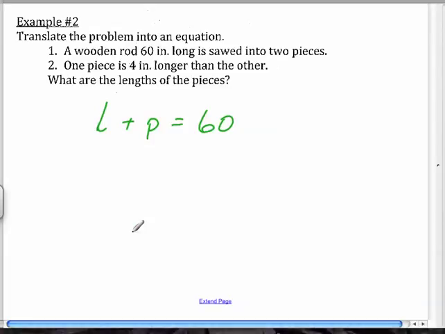L, I'm going to write it like that, guys. L is equal to P plus 4. So L is longer, right? L stands for longer. It's 4 inches longer. Okay, now I like that.